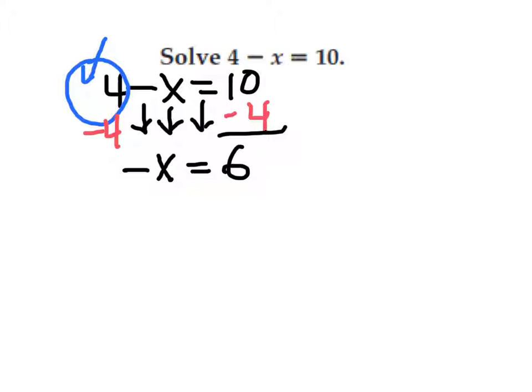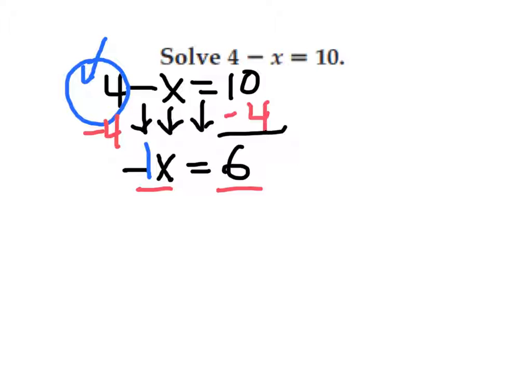We can't stop there. We have to get rid of the negative. And in order to get rid of this negative, I'm going to use the division property. What do I mean by that? I'm going to divide both sides. And the key is to isolate the x. And really there is a 1 in front of the x. It's actually a negative 1.